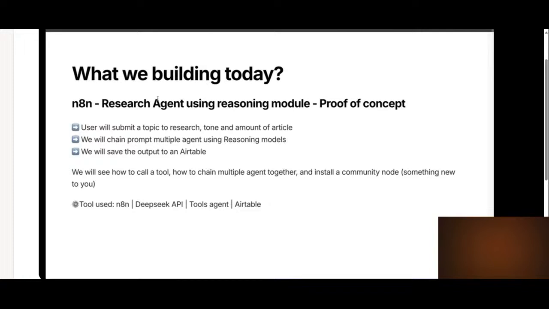What's the challenge? What we're going to do is simulate topic research, tone and amount of article. Then we do chain prompting with multiple agents using a reasoning model, which is DeepSeek reasoning. And we set the output into a table. This would be pushed right away into WordPress if you wanted to. I'm not covering this today. I just want you to understand.